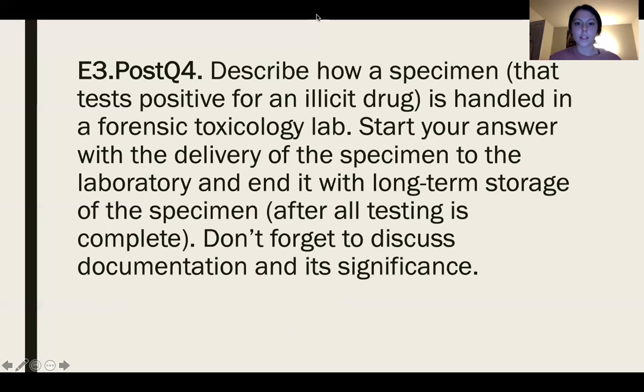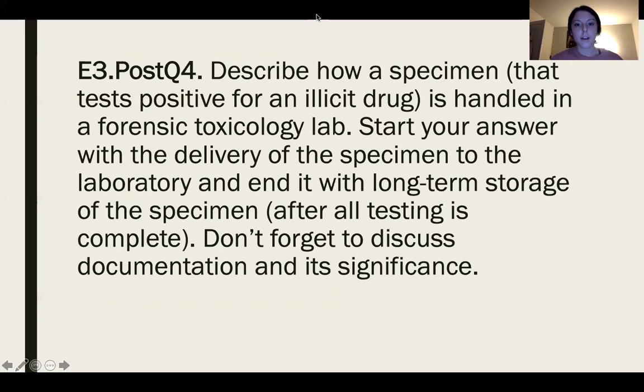Once it is in storage, if a toxicologist is ready to test it, they will go down into the storage and request to take it out, and then they will bring it back for testing. They'll perform a screening test and then a confirmation test, and then they can bring it back into the storage room with the evidence technician.